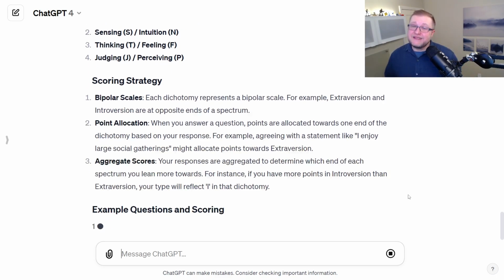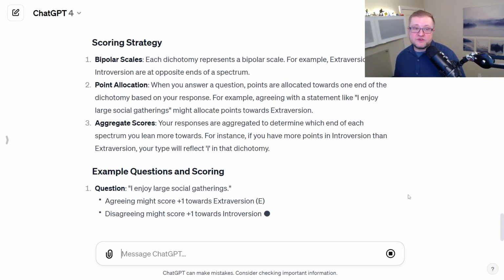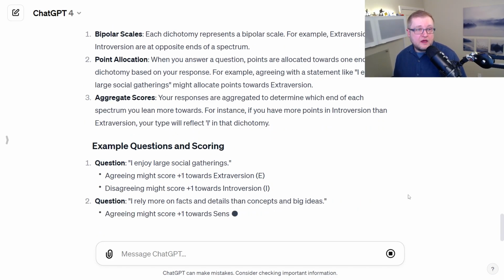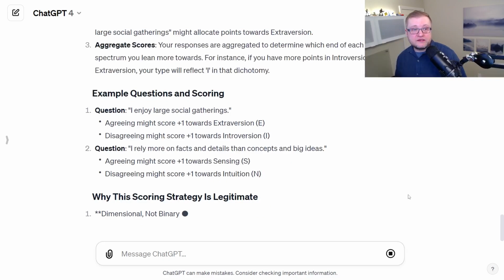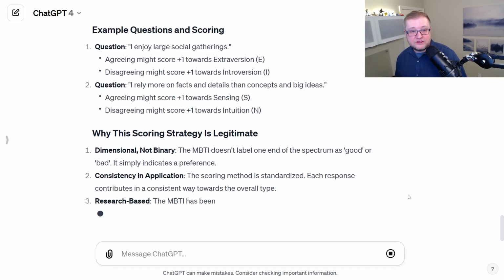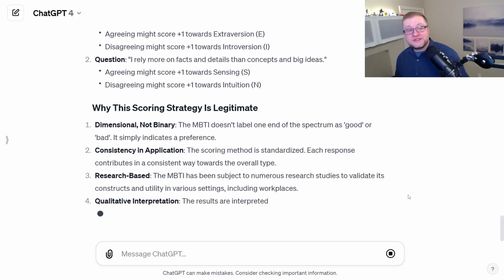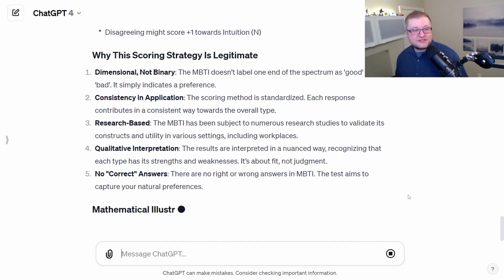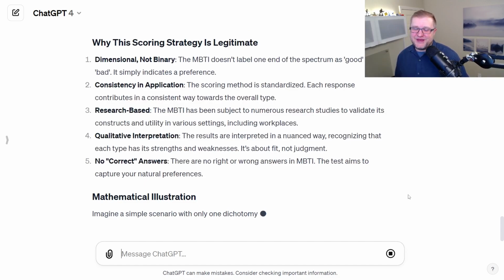So you're actually seeing it. Depending on how clever the person reading this is, they might start to get a sense of what kind of responses could work. You're seeing that points are allocated toward one side, and why this is legitimate. And now, it's interesting the way that it justifies, especially with Myers-Briggs, that the Myers-Briggs doesn't label one end as good or bad. It simply indicates a preference, that it's standardized, that it's research-based.